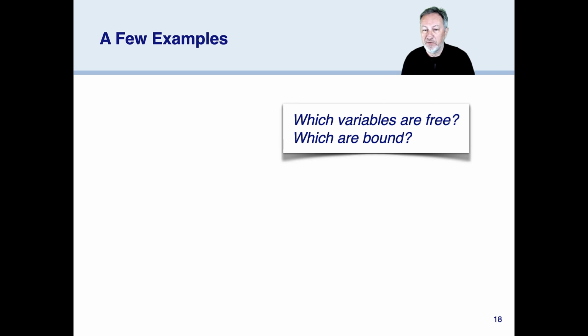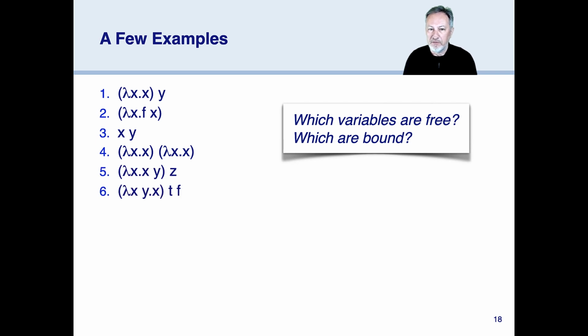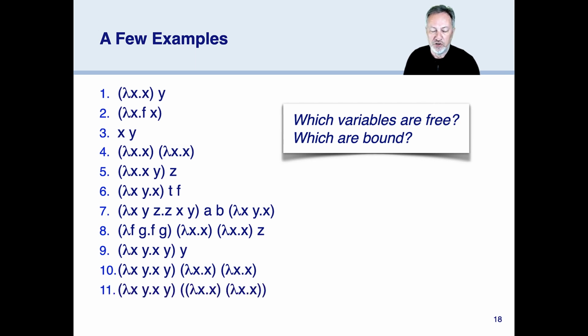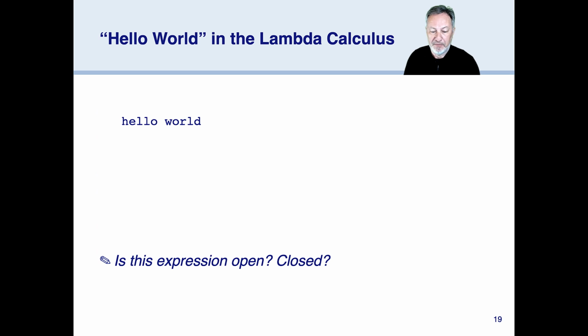Now, here's a bunch of examples. I'm just going to skip very quickly through them now. When we have the question and answer session later, then we'll look at them all in detail. So these are all examples where you can reason applying the definition we saw earlier, and for each of these we'll have a look and see which are the free variables, which are the bound ones. So I also encourage you to have a look at these on your own before the question and answer session. Similarly here, hello world is a valid lambda calculus expression. Is it open? Is it closed?